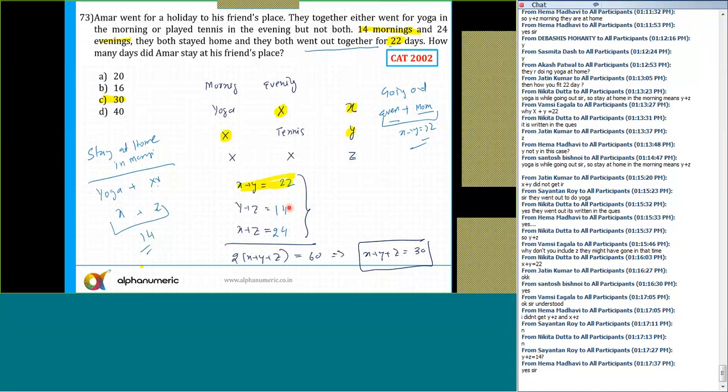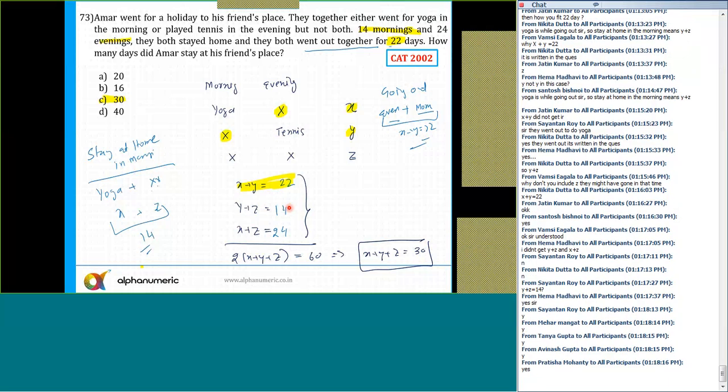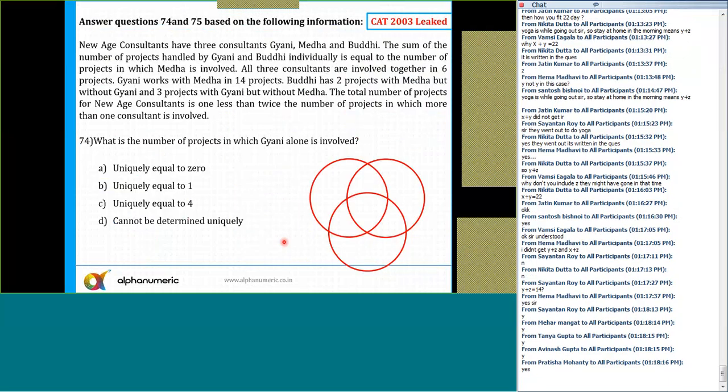Can we move to the next question, if this is clear to all of you? Please respond. All right, guys. So 74 and 75. Another very interesting question. So what is the answer for question number 74 and 75? Tell me.